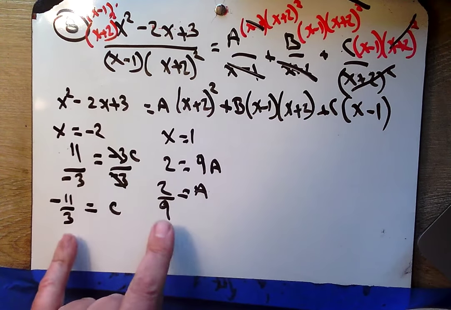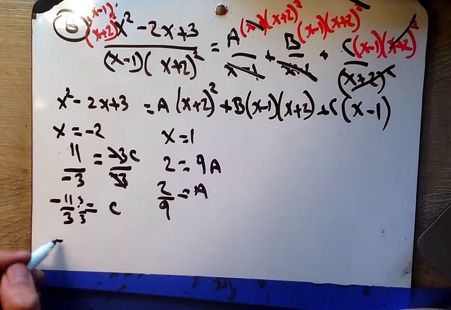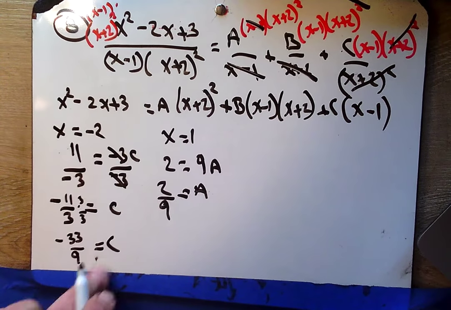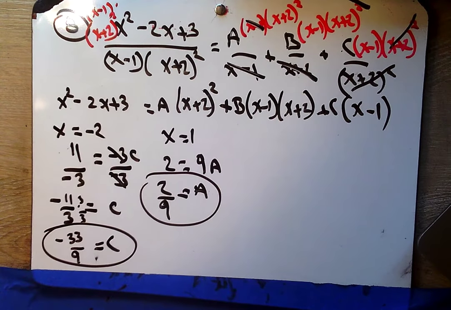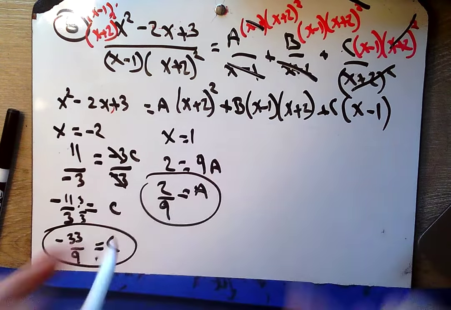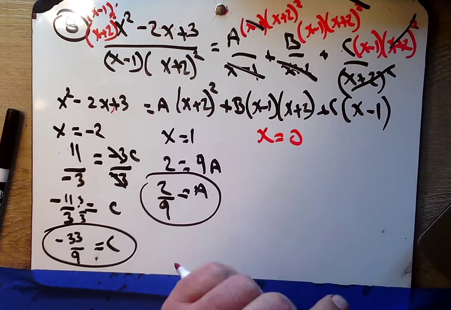Again, I think I want these to have a common denominator. So I'm going to multiply by 3 over 3 here. Negative 33 over 9 equals c. I've got an a value, and now I need a not-so-magic number. Again, 0 is a good choice. 2 is a good choice. Yeah, it's funny because I really want to do 2, but I think because these are going to go away, I'm just going to go with 0 as my not-so-magic number.